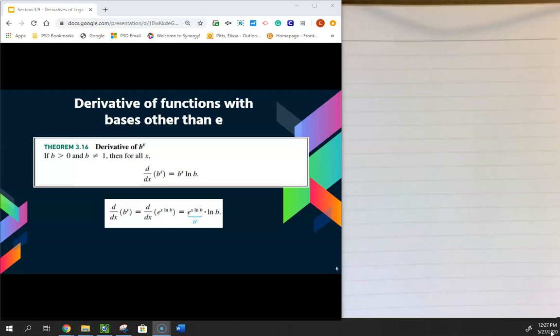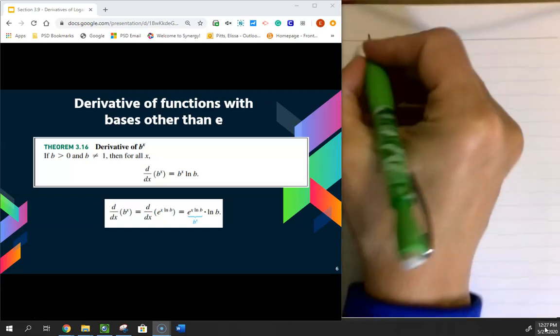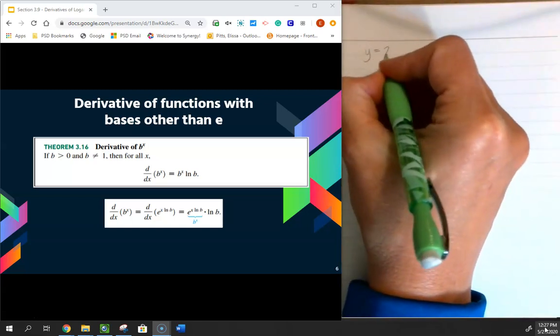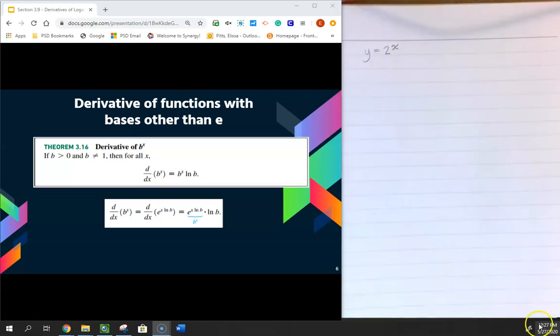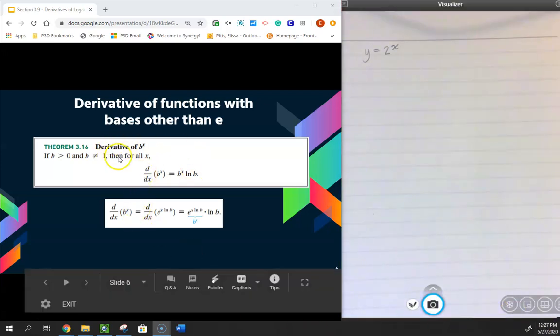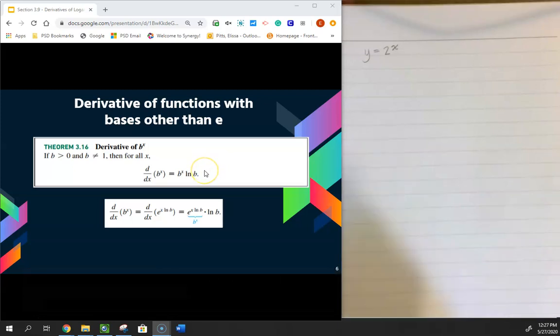What we're going to do now is take the derivative of functions with bases other than e. So we know that if we have the function y equals e to the x, the derivative of e to the x is e to the x. But if I have something like y equals 2 to the x, the derivative of 2 to the x is not just 2 to the x. And we're going to use this formula that they tell us first, this theorem that they give us, and then we're going to figure out where this theorem comes from.